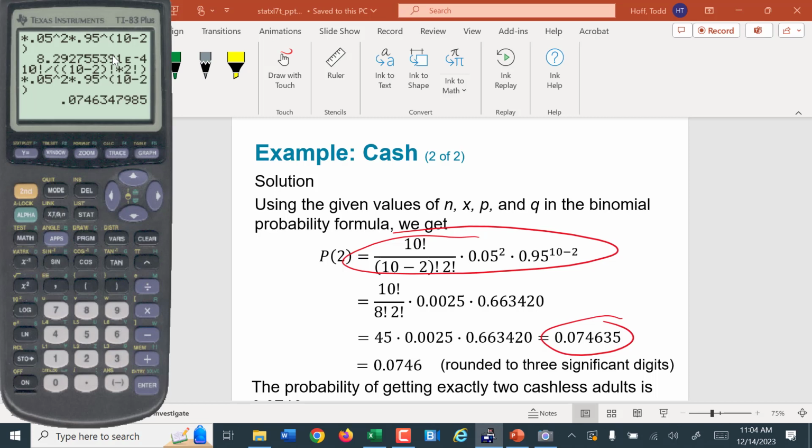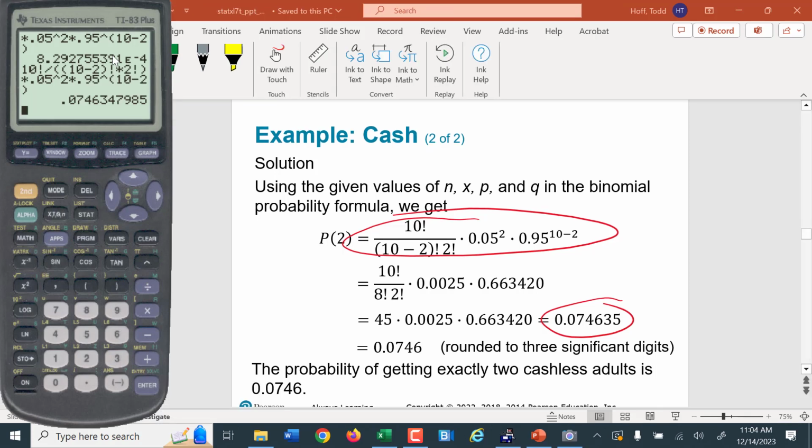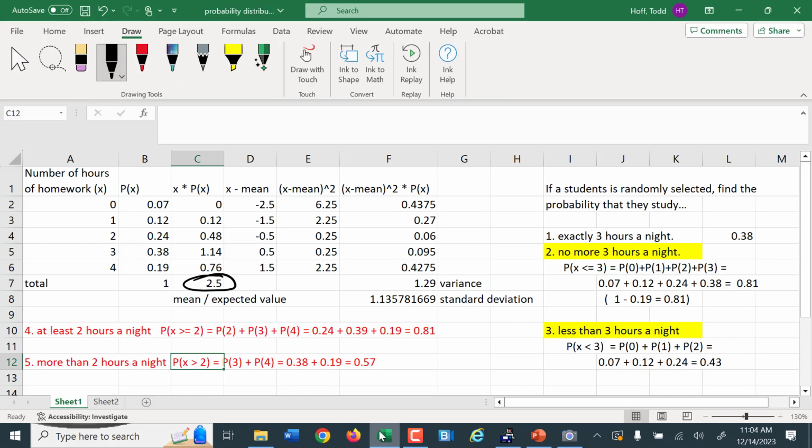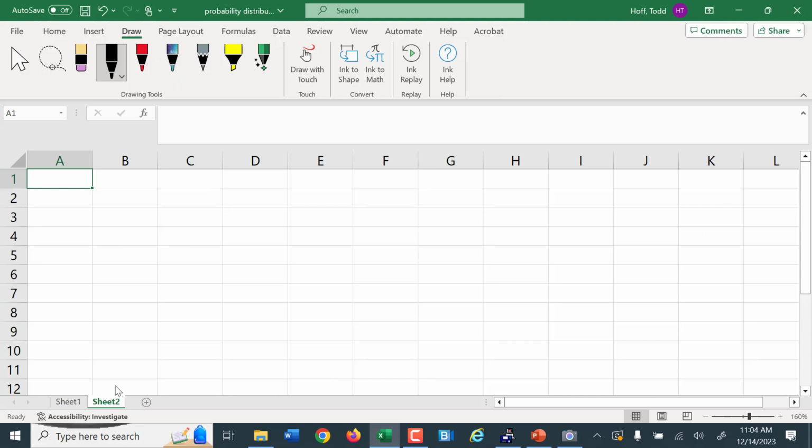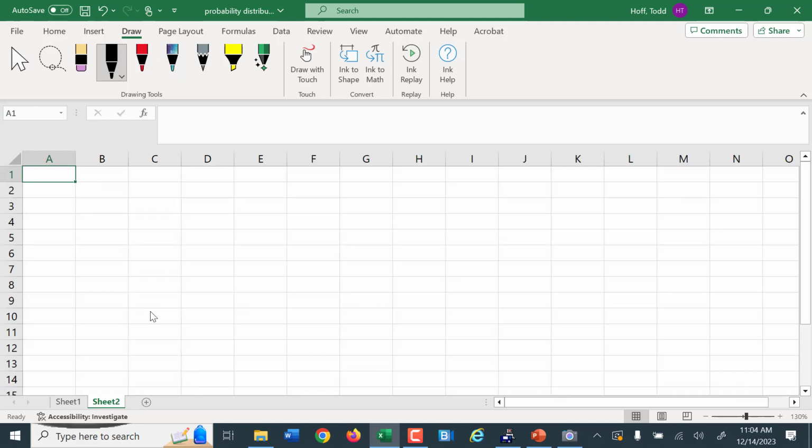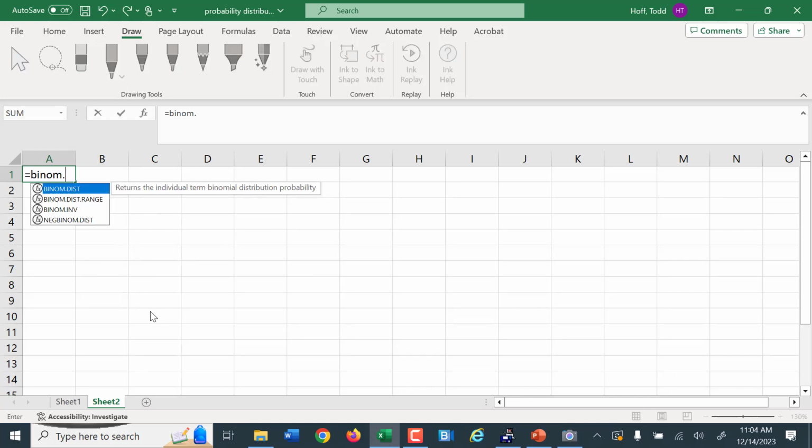Now, many of you do not have a graphing calculator. We do all have access to Excel. So let's go to Excel and look at how we would do this calculation. So in Excel, we use the command, we do equals, and then binom.dist.